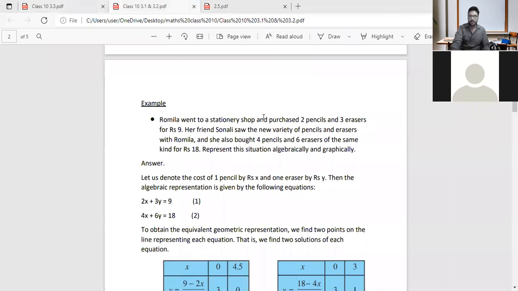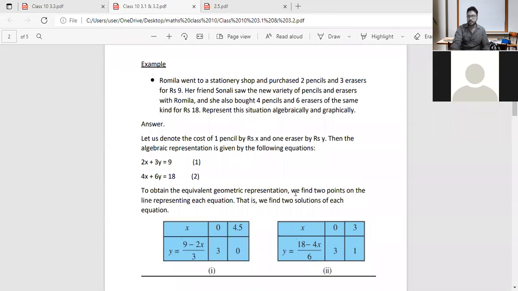In our last class, I explained how we can represent this problem graphically as well as algebraically. So, today we are going to learn how we can solve it using the graphical method. How we can solve this equation. Clear? Yesterday we learned how to represent it algebraically and graphically, but today we are going to learn how to solve it graphically.